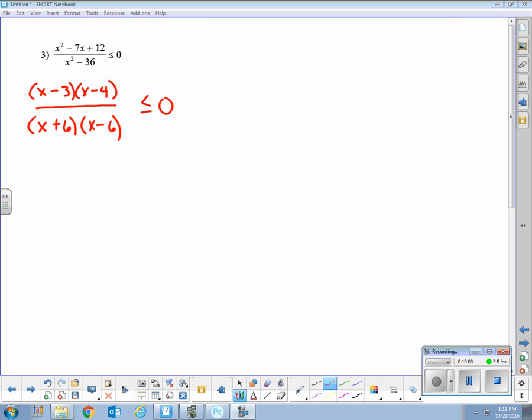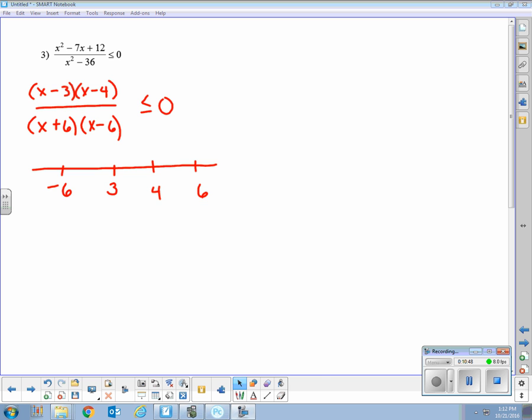So a few things that are different here. One is that I have 4 factors now, which means I have 4 critical numbers, and I'm going to have 5 intervals on my number line. So I'm going to tie this, hopefully, to graphing as well. So on my number line, I've got the number -6 is the smallest, followed by 3, and then 4, and then 6.